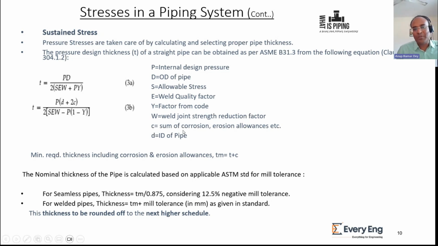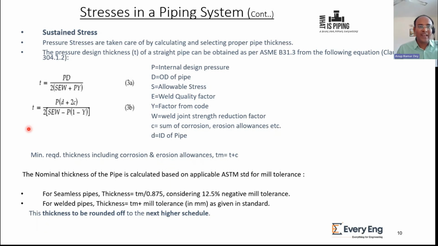Then C is the sum of corrosion and erosion allowances, because during design of the pipeline, the fluid that we will transport through the pipes may have a corrosive nature, so it may corrode the pipe. Those allowances we have to add to this thickness, otherwise the piping system will fail. So let's assume for a corrosive fluid, the corrosion allowance is 3 mm. If you are getting 6 mm as your calculated value, you have to add the corrosion allowance to that value and increase the pipe thickness, so that even after corrosion the piping system is able to resist that design pressure and work smoothly. The small d here is the ID of the pipe.